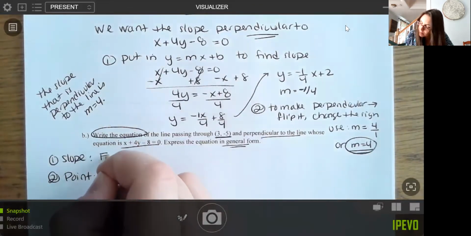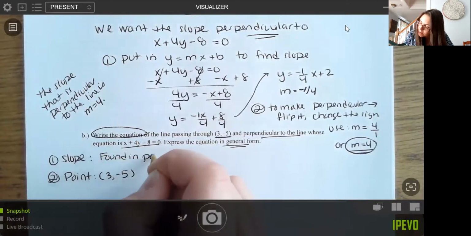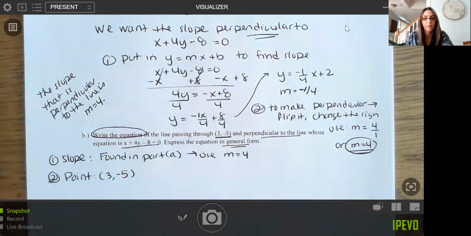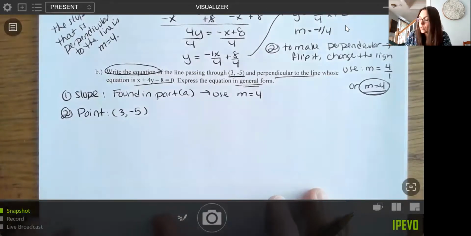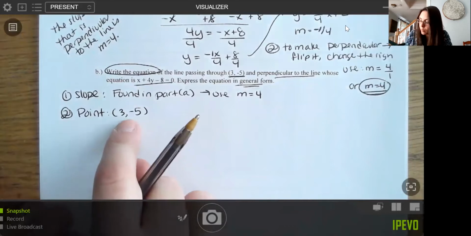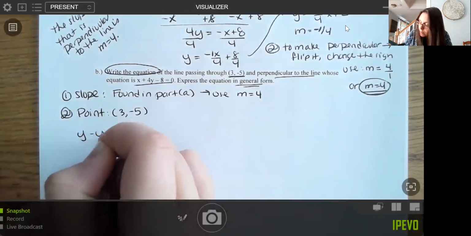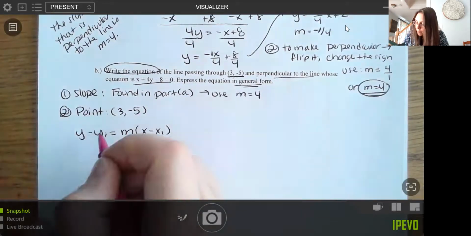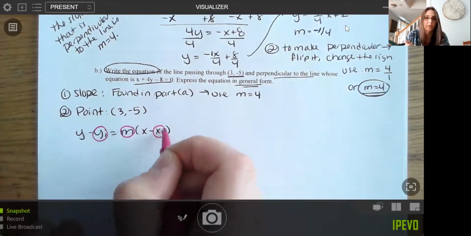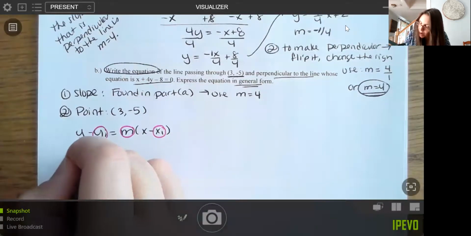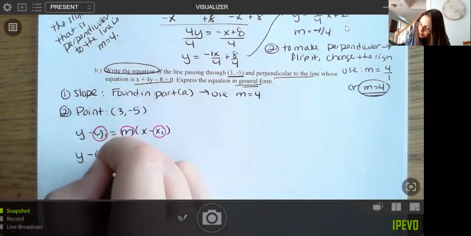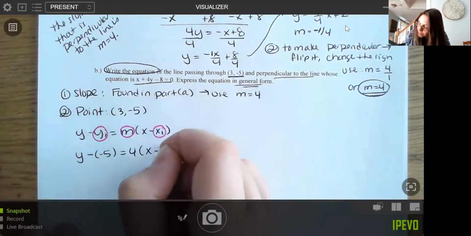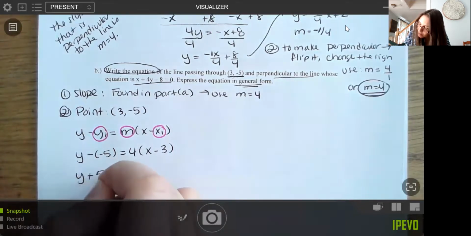So we found in part A, we're going to use m equals 4 there. Now I do not have the y-intercept, so I'm going to use the y minus y1 equals m times x minus x1 form. And I'm going to plug in for y1, m, and x1. So my y1 is -5, my m is 4, and my x1 is 3. This becomes y plus 5.